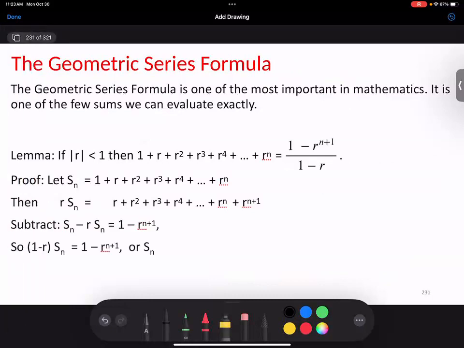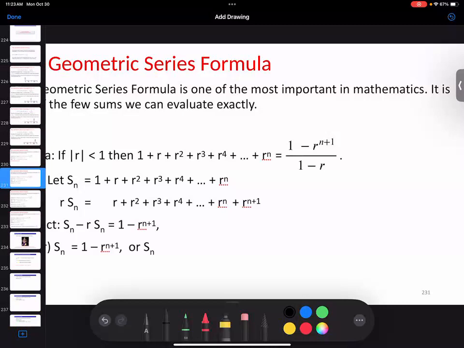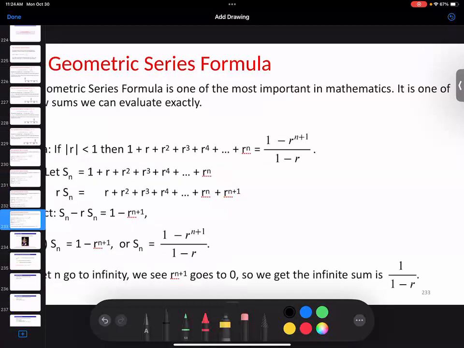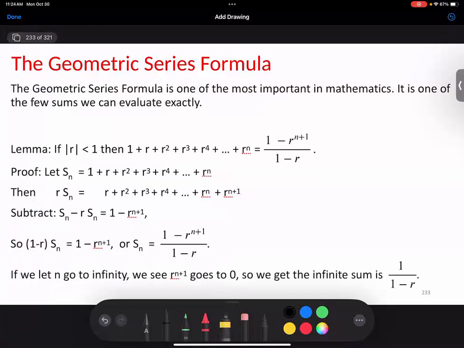You have tremendous cancellation, and all the terms vanish but the first and the last. And so we get (1 minus r) times Sn equals 1 minus r to the n plus 1, or just trivially, Sn is (1 minus r to the n plus 1) over (1 minus r). And then if we let n go to infinity, if the absolute value of r is less than 1, then we just get 1/(1 minus r). We could write this as 1/(1 minus r) minus r to the n plus 1 over (1 minus r). You can clearly see here's the limit 1/(1 minus r), and the rest is just a little bit of pollution. It's how much we're missing by, which becomes negligible in the limit.